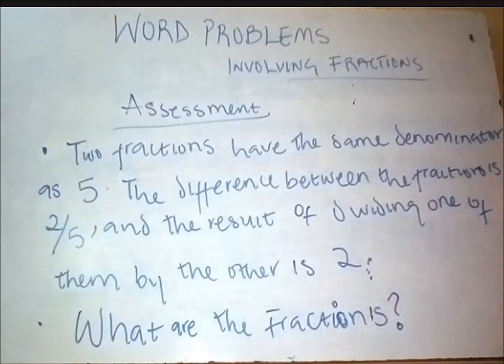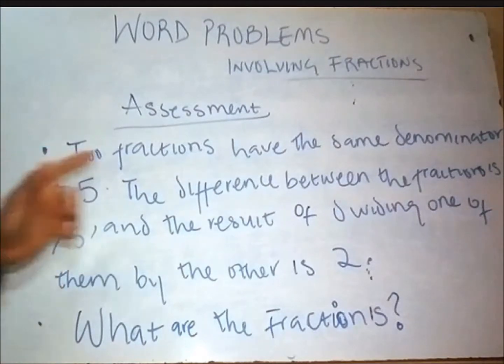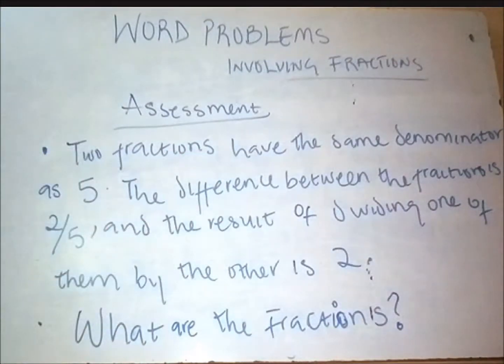This was the assessment I gave under word problems involving fractions. I hope you tried your best to see if you could get the answer. The question is, two fractions have the same denominator as 5. The difference between the fractions is 2 over 5. And the result of dividing one of them by the other is 2. What are the fractions? Well, someone said it was a bit confusing, but I'll just show you how we solve it.